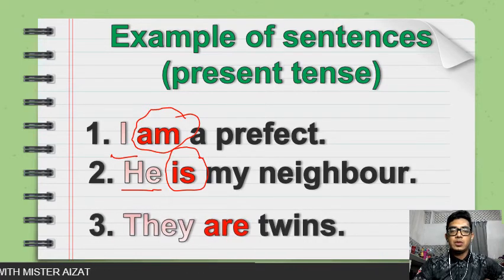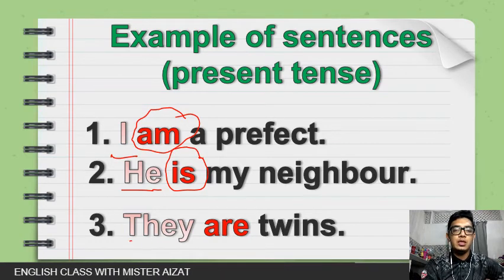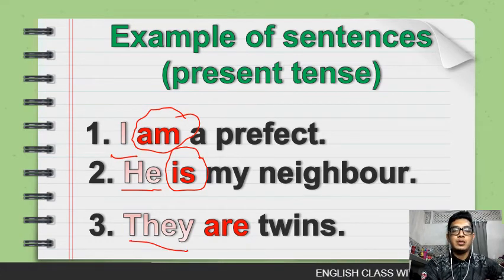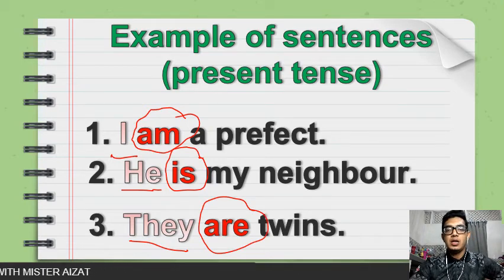The next one is they are twins. They ni adalah plural, ramai. So it must be followed by are. So they are twins.